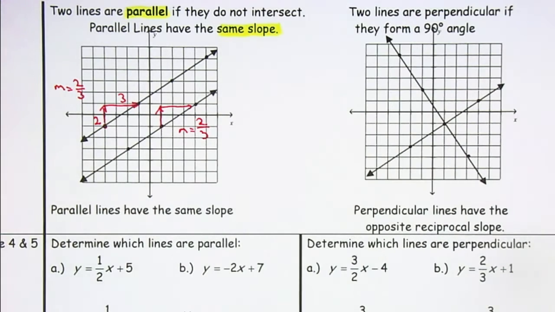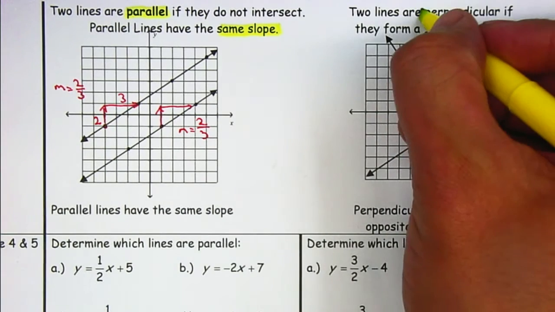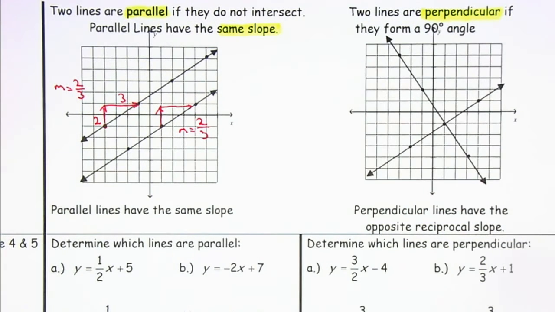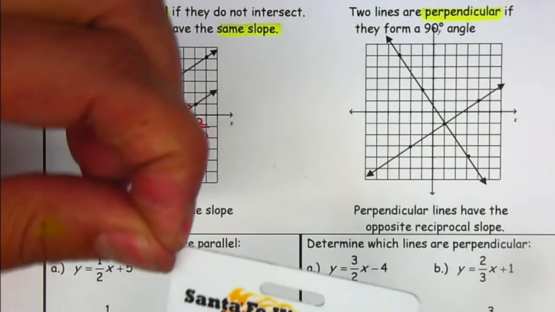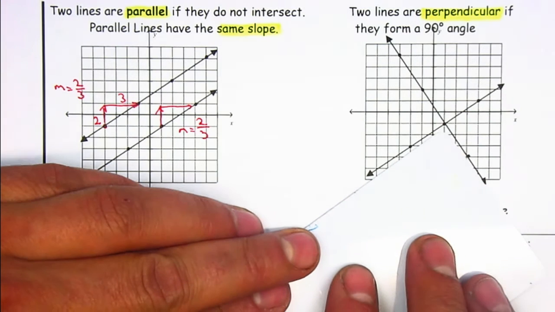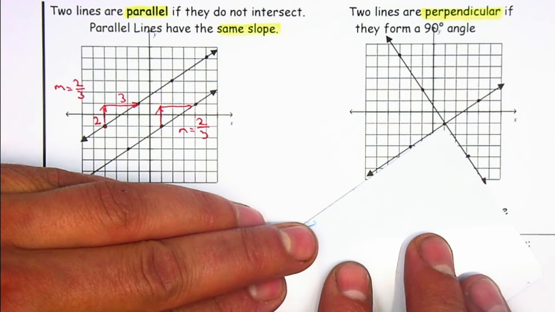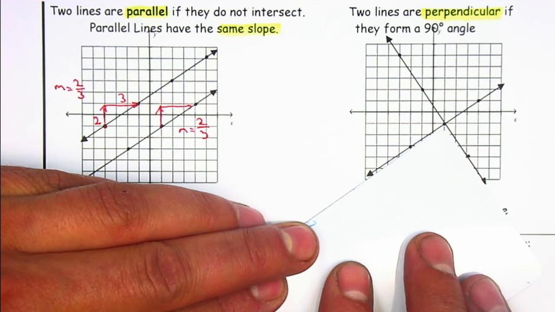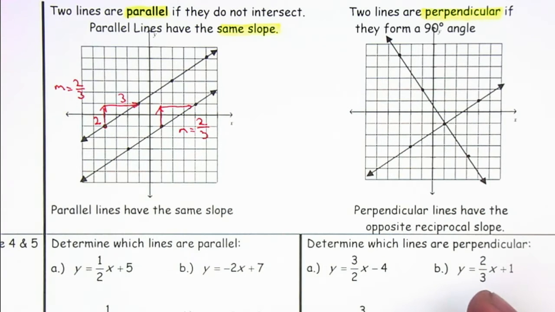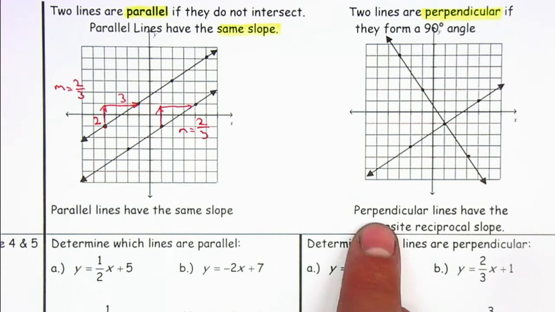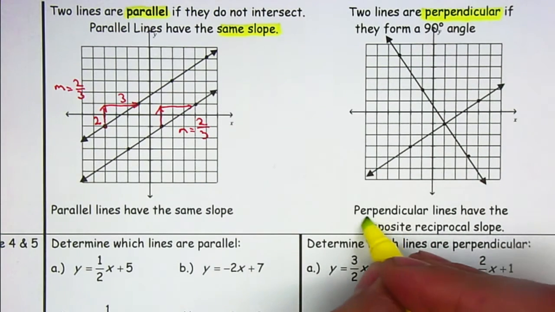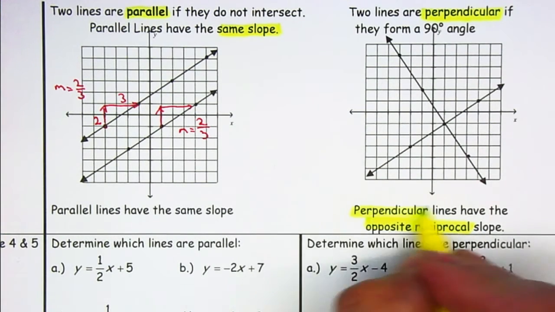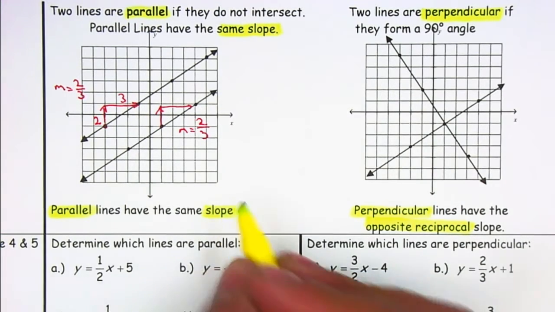Two lines are perpendicular if they form a 90-degree angle. If you guys take your ID, this is a 90-degree angle. If you notice, that's a 90-degree angle. So those two lines are perpendicular. We also know that perpendicular lines have the opposite reciprocal slope. So not just the opposite, but also flipped.